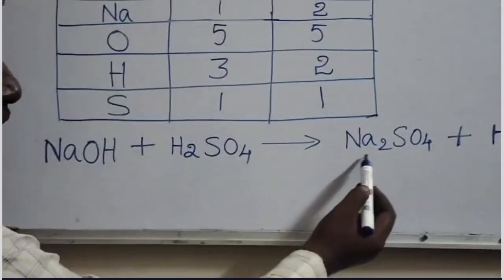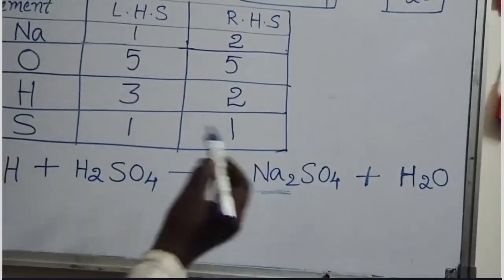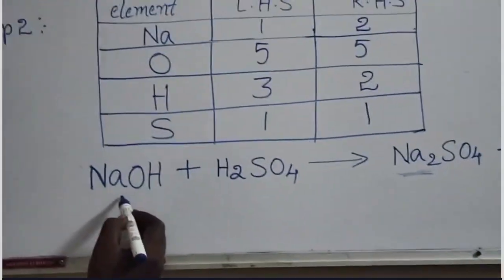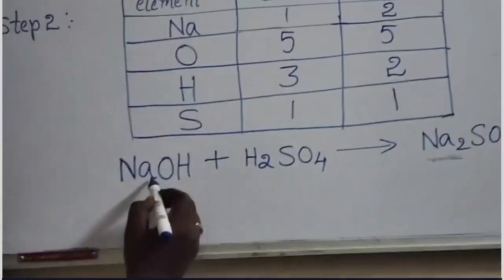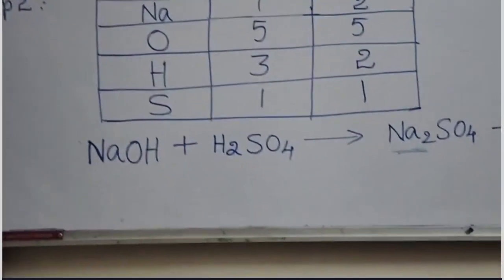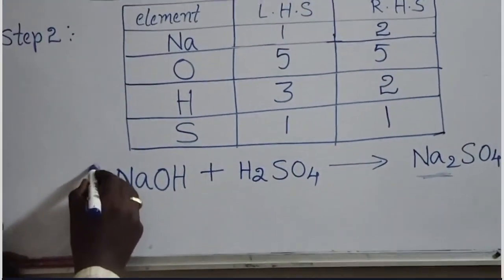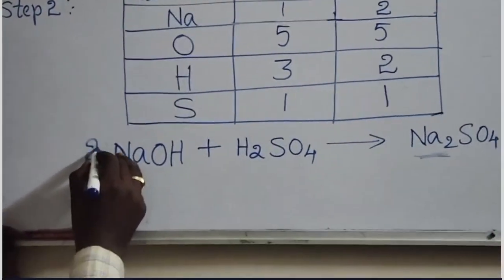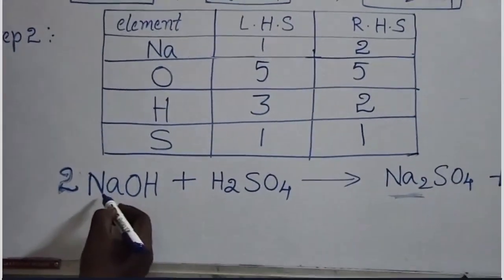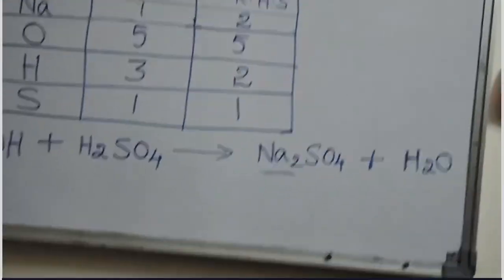Here on the product side, Na2SO4, 2 atoms of sodium are present. Now when we observe the reactant side, we would keep Na2OH, but Na2OH is not a formula. Therefore, 2 is written as a coefficient: 2 NaOH. Now 2 atoms of sodium, and the product side also has 2 atoms of sodium. Correct, clear.